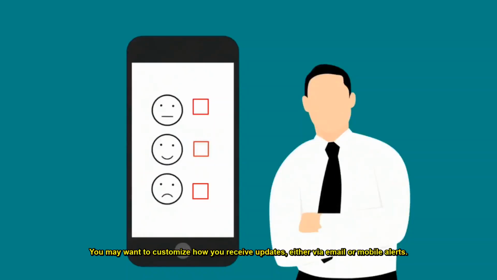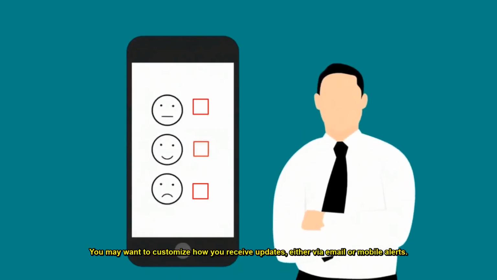Next, locate the tracking option, usually found at the bottom of the offer details. Select the option to enable tracking for your promotional APR. After enabling tracking, check your account settings to ensure notifications are set up. You may want to customize how you receive updates, either via email or mobile alerts.